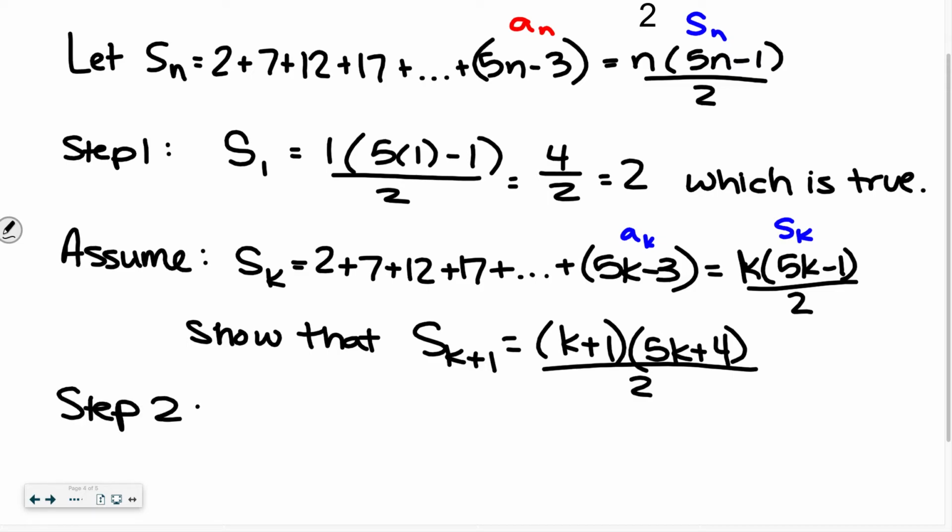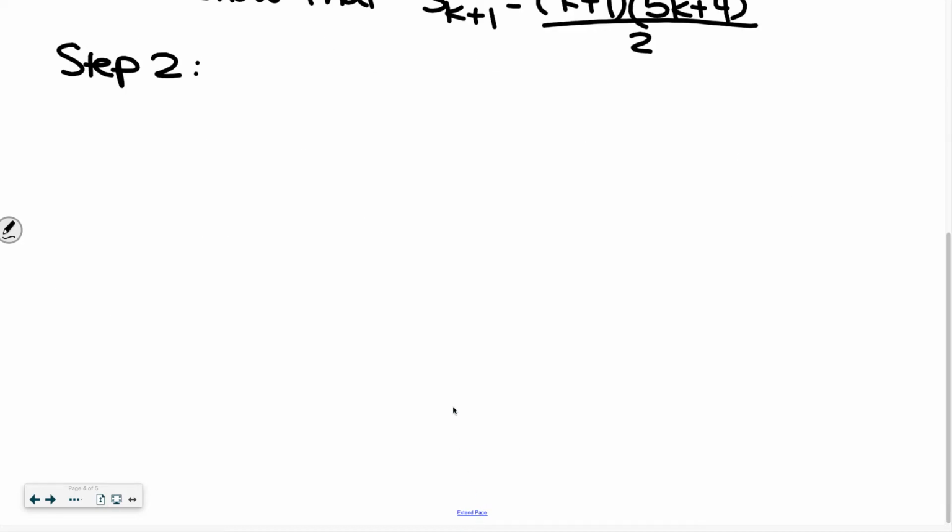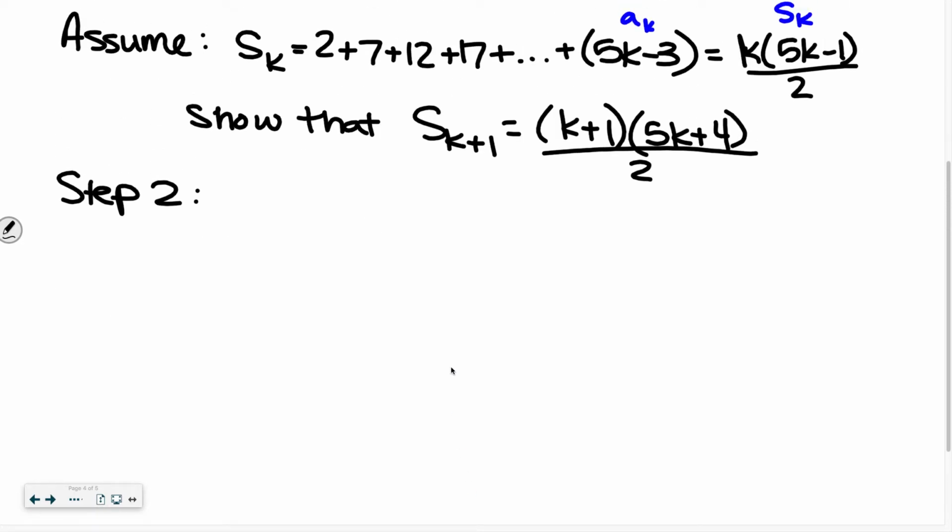Okay, step 2. Now you're going to do the work for that. So you've got your assume, and you've got what you want to prove. And we're going to show all the work for S sub k plus 1. Remember in geometry how you couldn't skip anything? Every step had to lead to the next one. Don't try to shorten your proofs. You got to show all the work.